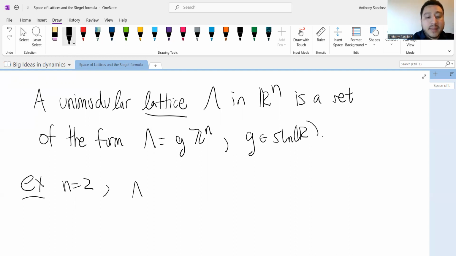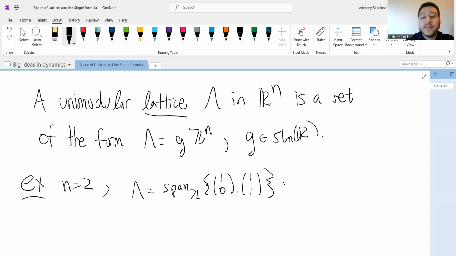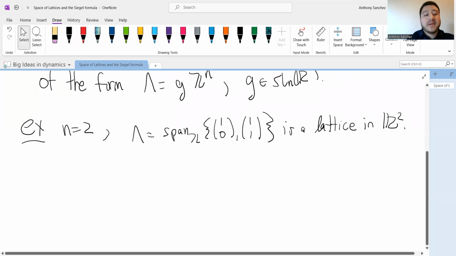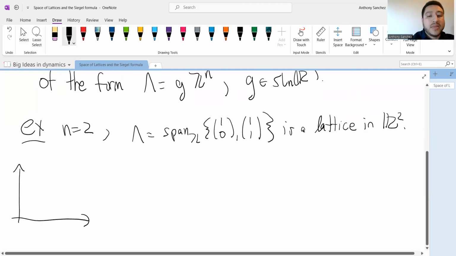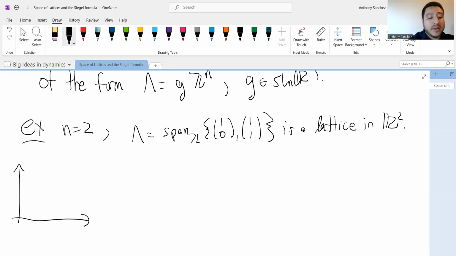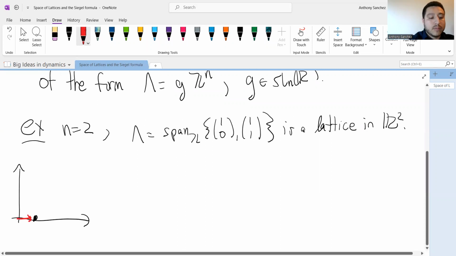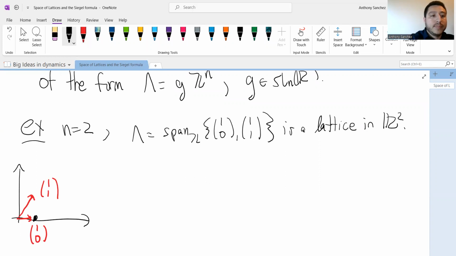So let's consider this set lambda given by integer linear combinations of the following two vectors, (1, 0) and (1, 1). Then this set right here is a lattice in R2. Geometrically, what is this set? I'll grab this first vector, (1, 0), and then the second vector, (1, 1), and I'll start looking at integer linear combinations of them.